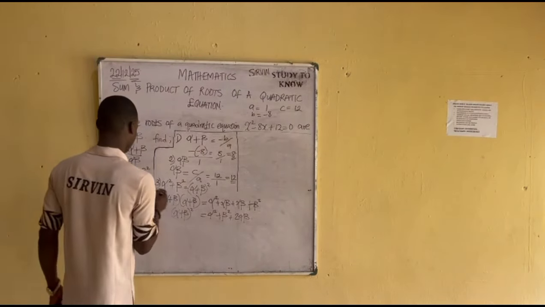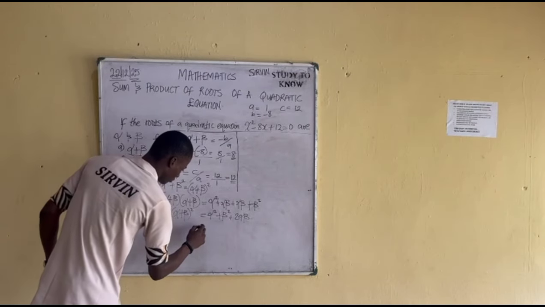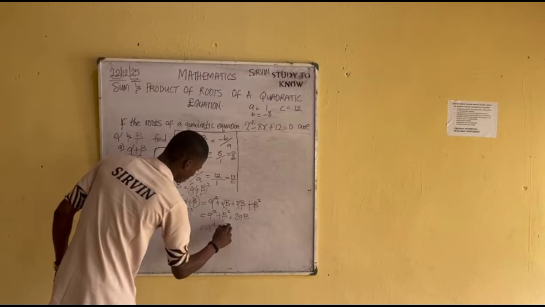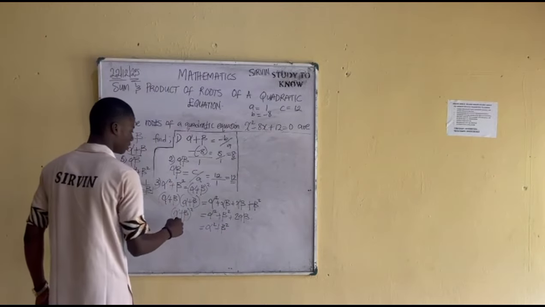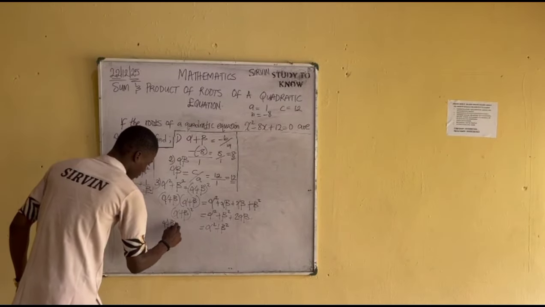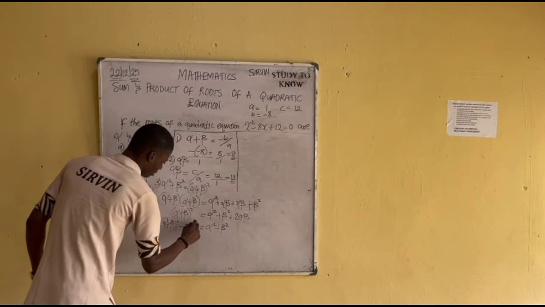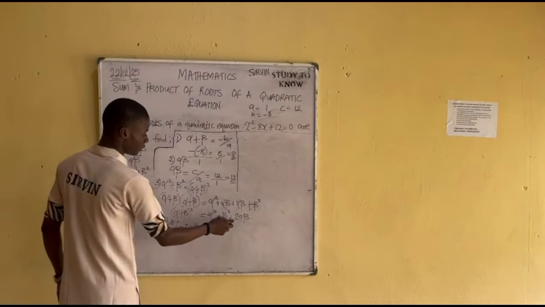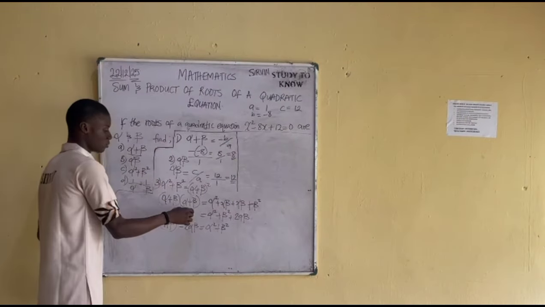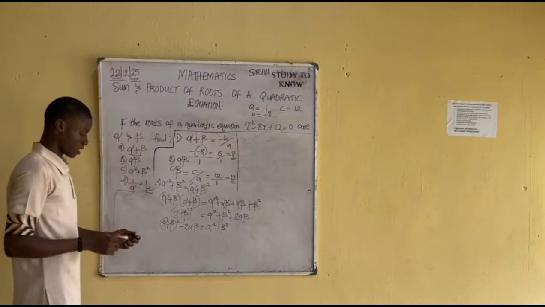Since we are asked to find alpha squared plus beta squared, I simply need to make it the subject of the formula. We now have alpha plus beta all squared minus 2 alpha beta. Note that the 2 alpha beta was plus here, so crossing over the equality sign changes it to minus. So this is what happens here.